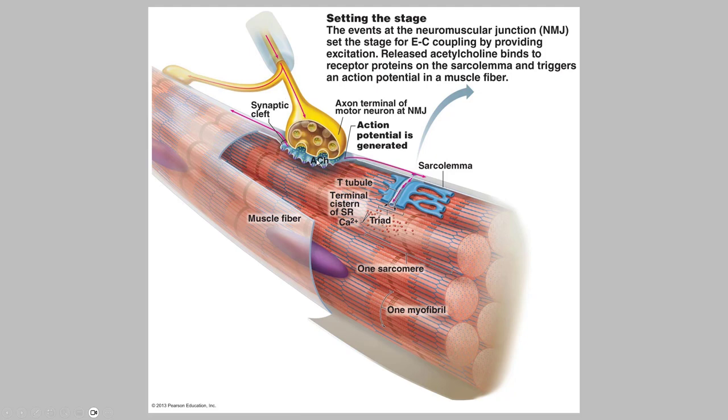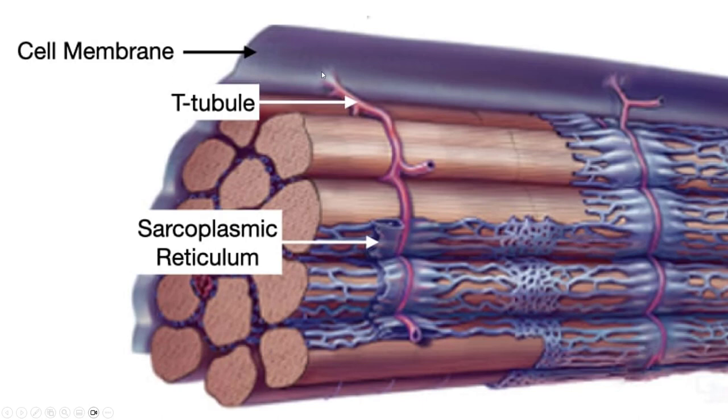Vesicles release acetylcholine. An action potential develops and travels along the plasma membrane, or the sarcolemma. It travels down the T-tubule because, remember, the T-tubule is just an extension of the sarcolemma. It's made of the exact same stuff, including all of those proteins needed for action potentials. So if an action potential is traveling along the sarcolemma, it's also going to travel down the T-tubule, which is the important part here. An action potential is now traveling down the T-tubules.